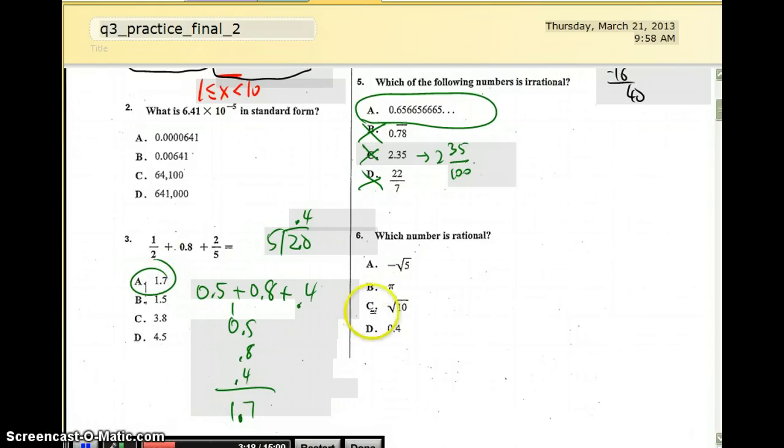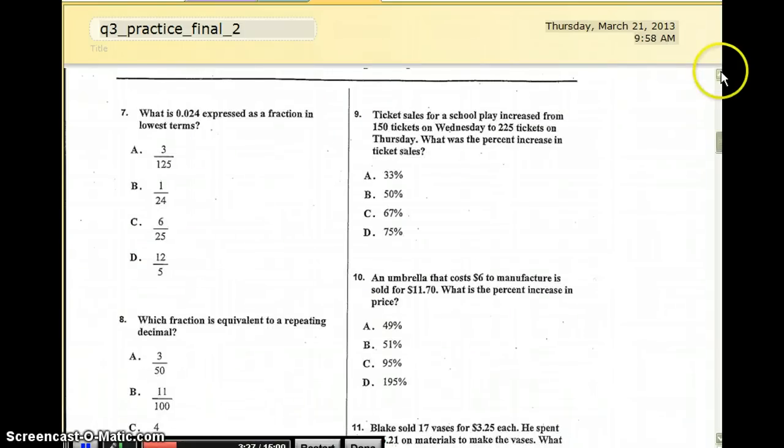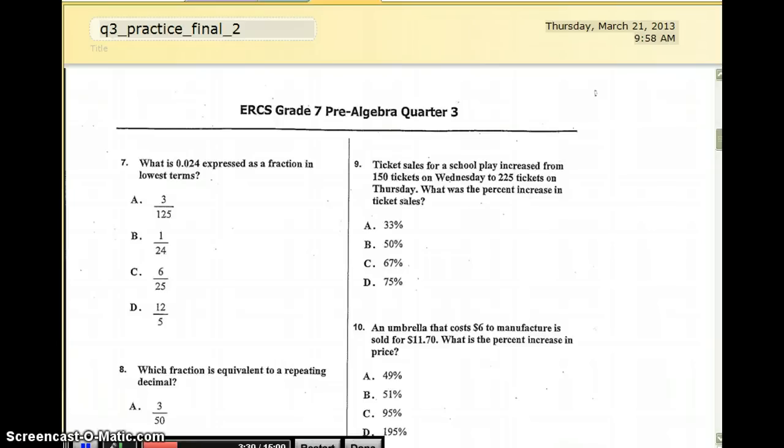Number 6, the answer is going to be D. That is my rational number. Don't really need to explain much of that page right there. Okay, on number 7, I think you can do that by yourself.